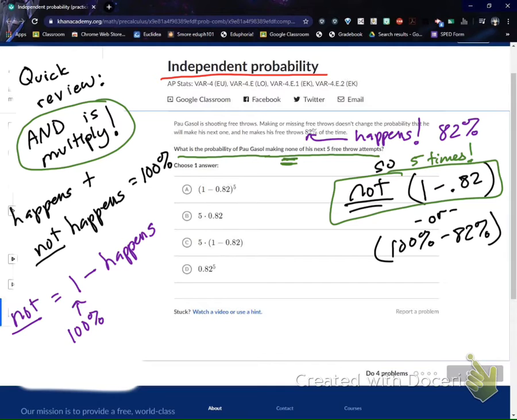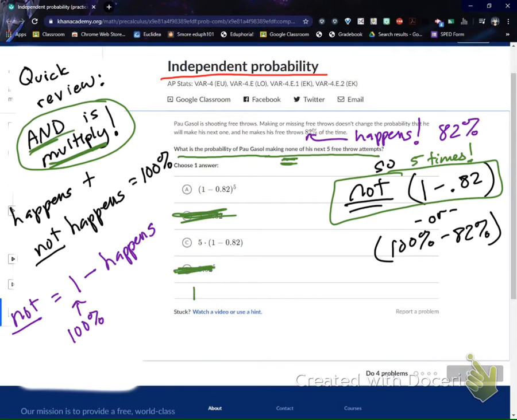So as I'm looking at these answer choices, I'm seeing this 1 minus 0.82 a couple of places. One says to the power of 5 and one says 5 times that. And I did say 5 times, so you might be tempted to choose C, but that would be wrong, because this and means multiply. It's not the number of times we're multiplying it together, it's the probabilities that we're multiplying together.